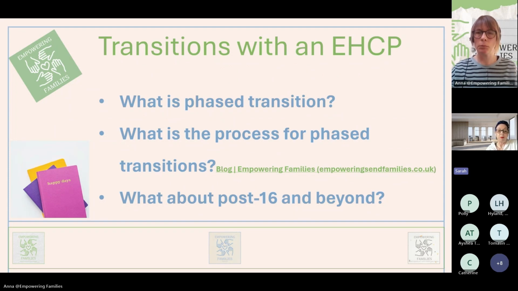It's also worth remembering that appeals for post 16 are the child's own appeal, and they must agree to you being their representative and running the appeal for them. You need to start thinking about and preparing for post 16 transition by no later than the autumn term of year 10, and you need to start doing your research during year 9.